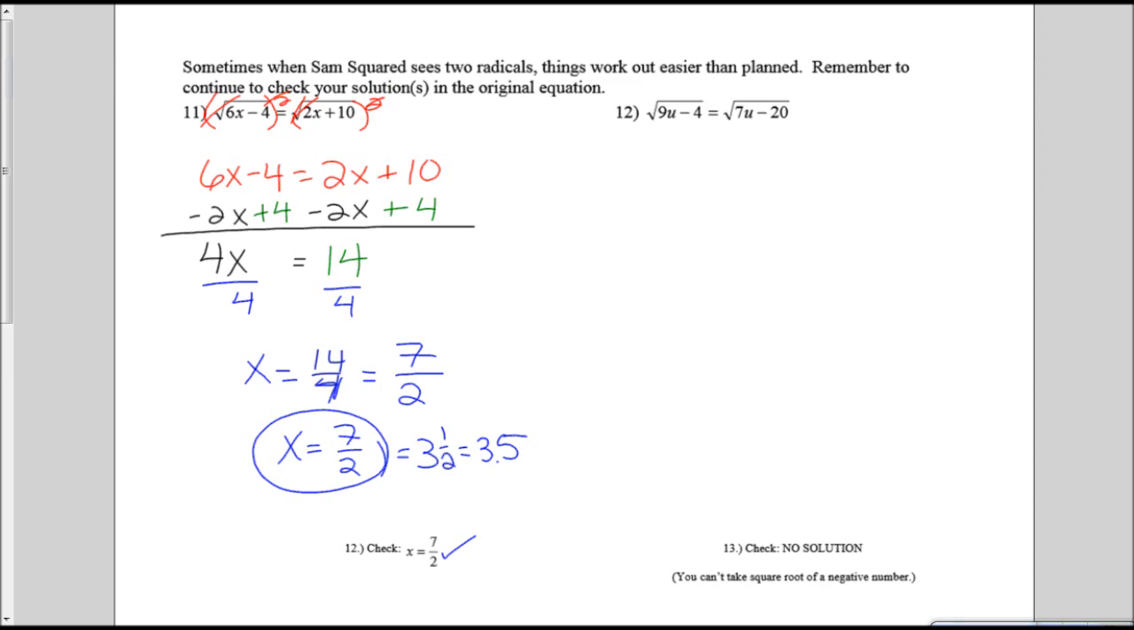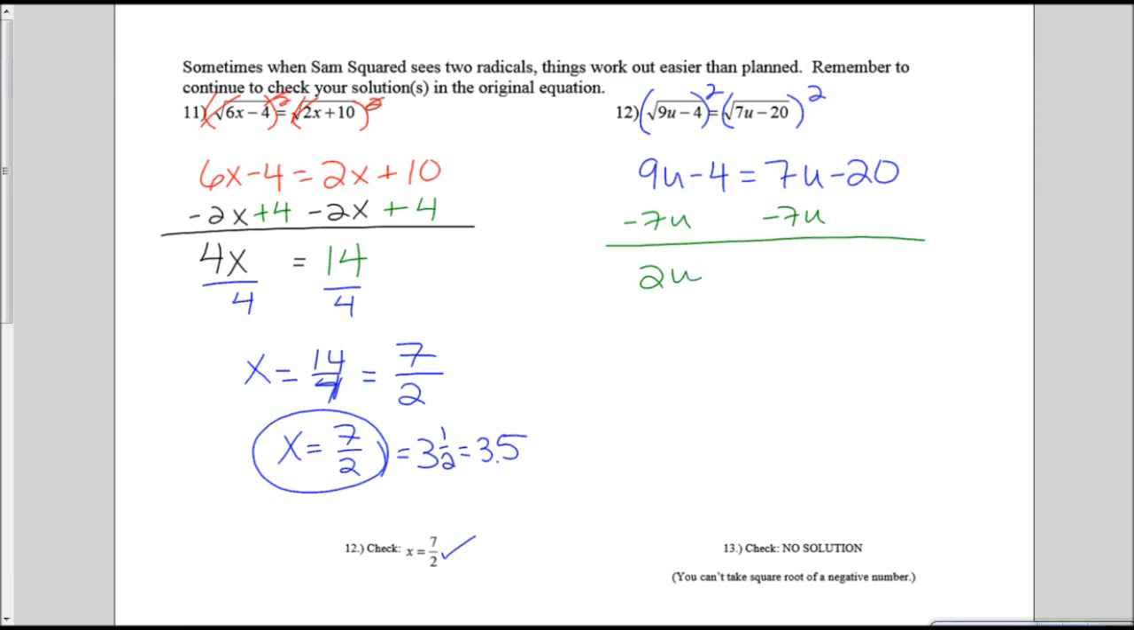All right, on number 12, when I square both sides, I have 9u minus 4 equals 7u minus 20. So again, I'm going to subtract 7u to move that over to the left. So then I have 2u on my left. And I'm going to add 4 to both sides to move 4 over. So on the right there, I'd have a minus 16. Then to solve that equation, I'm going to divide both sides by 2. And that would give me u is equal to negative 8.